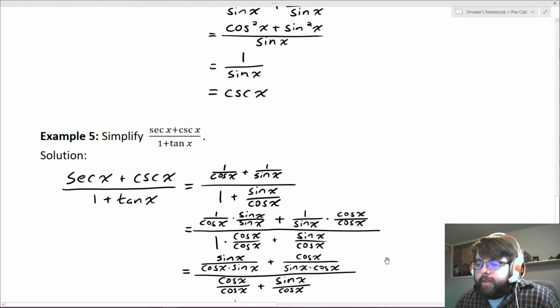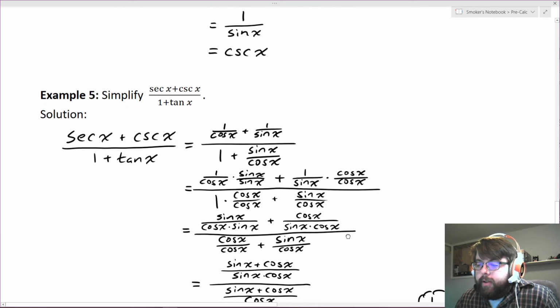Okay, following this. In the numerator, I can now add these two fractions together. I'm going to have sine plus cosine over sine times cosine. In the denominator, I can now add these two fractions together. I'm going to have cosine plus sine over cosine. Okay?